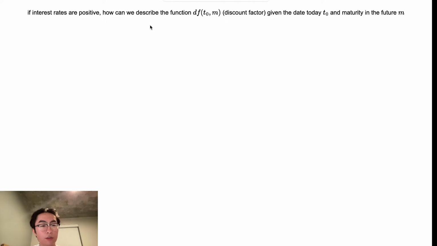So if interest rates are positive, then the function of discount factors, df(t0, m), given the date today t0 and maturity in the future m, we can describe it as a monotonically decreasing function in the sense that the present value of $1 is going to decrease as the maturity increases.